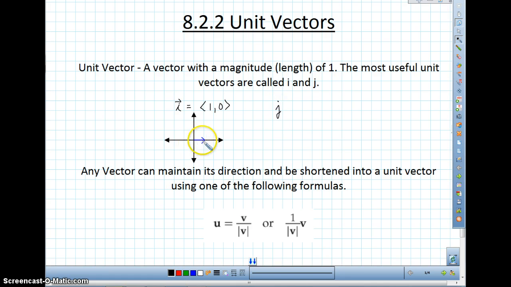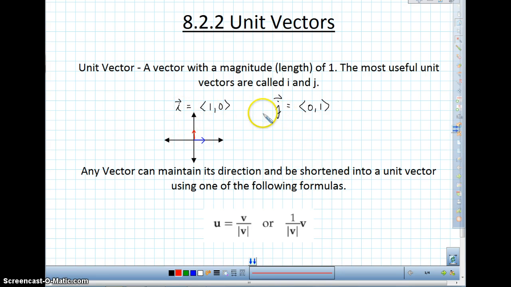The other vector is the j vector, and as you may have guessed, if the I vector is our horizontal one that goes 1 unit to the right, the j vector is going to be a vertical vector that goes 1 unit up. So if I was to draw that one on our coordinate grid here, the j vector would go 1 unit up, 0, 1.